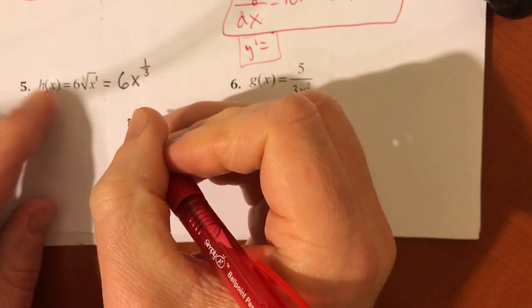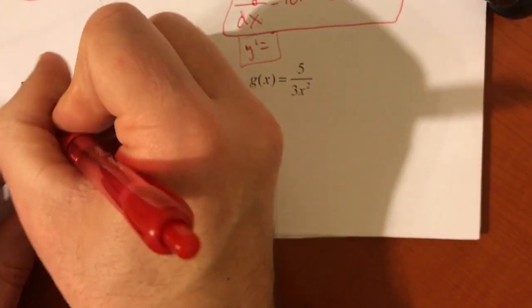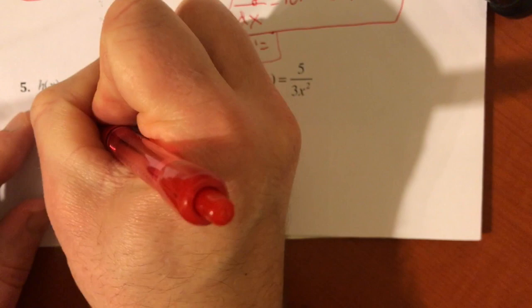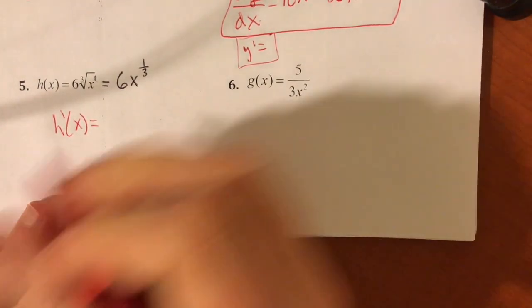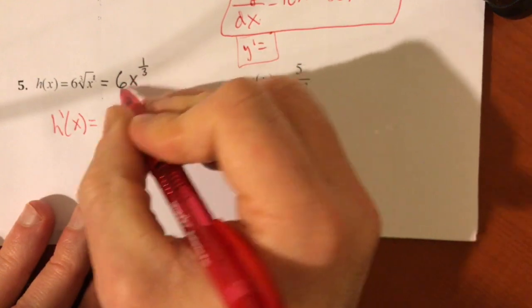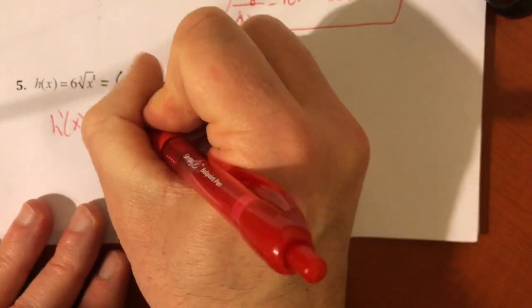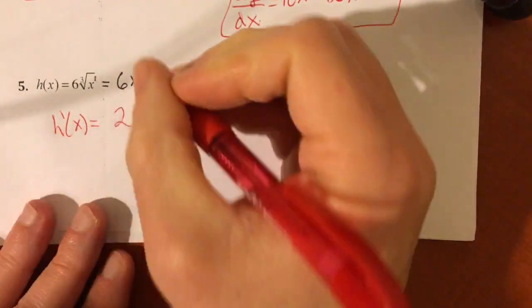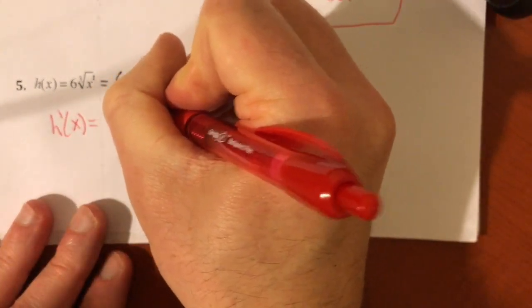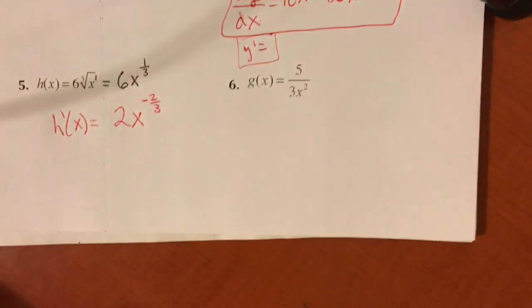The derivative of this, the original is h, so I should be calling it h prime. If you write y prime or f prime, you're not using it right. 1/3 times 6, 2, x to the 1/3 minus 1. Okay, you got to do a little subtraction here. 1/3 minus 1 is negative 2/3.